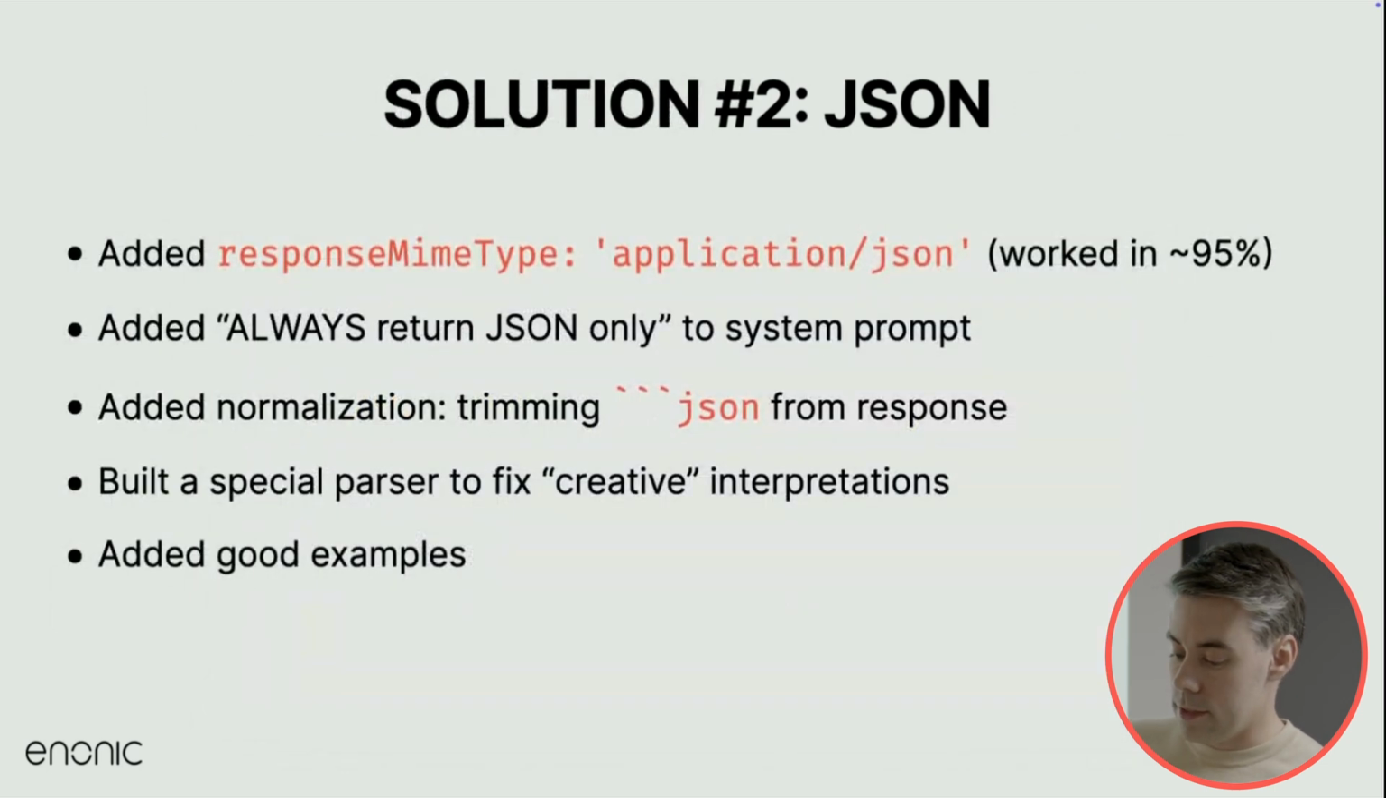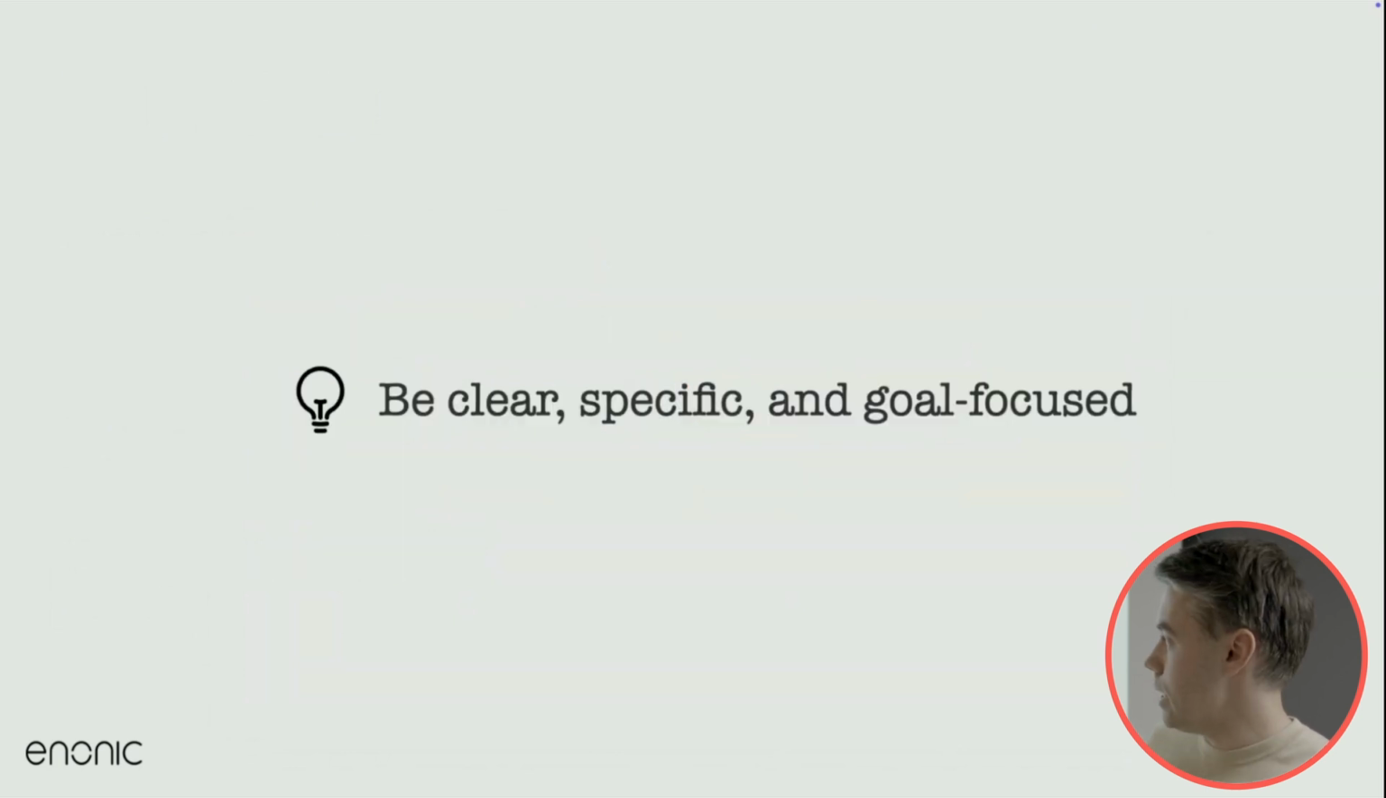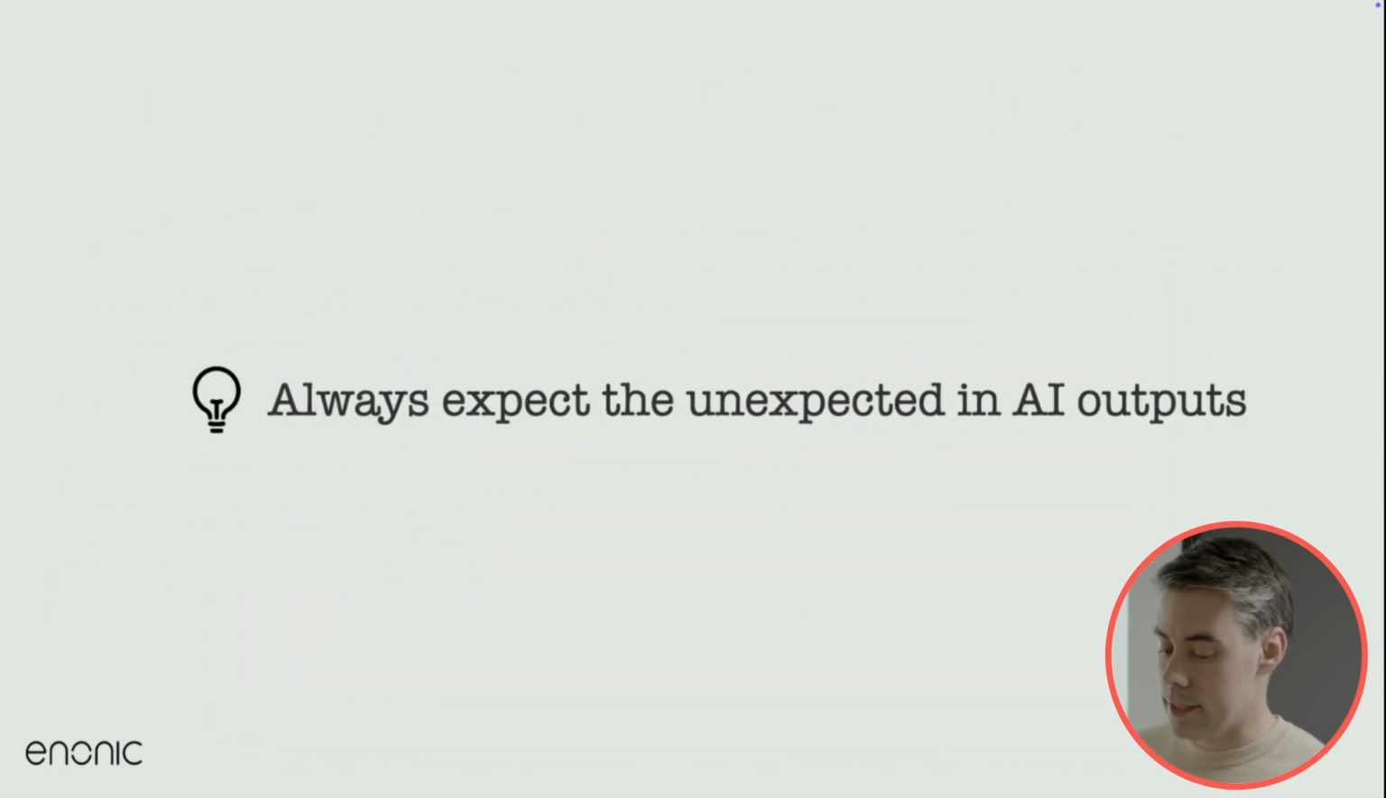And we provided good examples. I can't tell you what a good example is, but probably it's something that works well in your case. And talking with creating prompts for AI is mostly like speaking to a genie from those Arabian fairy tales. Not necessarily the evil one, but a nasty one for sure. And the key lessons that we learned is be clear, specific, and goal-focused in your system prompts at least. And another one is always expect the unexpected in AI outputs.